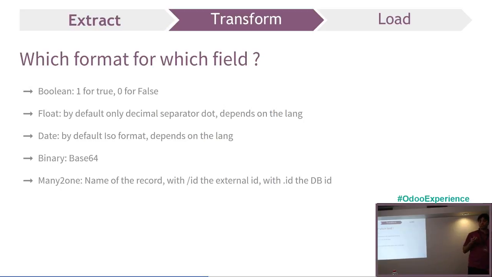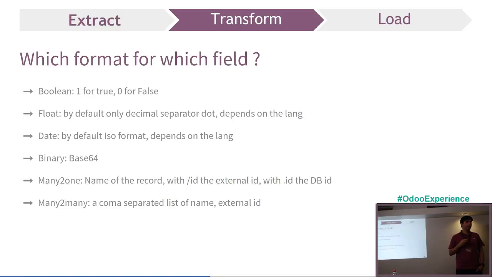Many-to-one. So there are actually three ways to link a record, a many-to-one. You can use the name, but as soon as the name is not unique anymore, it won't work. You can use the /ID to use the external ID, what I really advise you to do. And finally, you can use the database ID with .id. But the point here is, you didn't import your data yet. You are just transforming them. You don't know the ID yet, so it's impossible to use this information. For many-to-many, it's the same, but you will just separate by comma the list of external IDs or the names in the same cell.